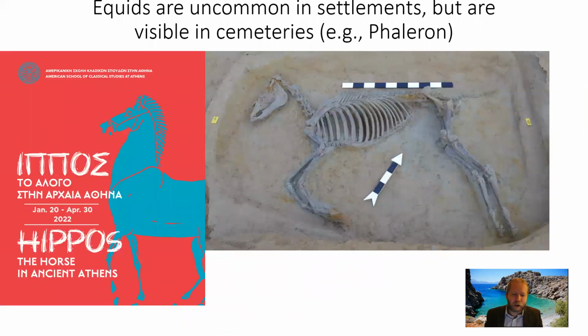And so instead, they're showing up in cemeteries. So for example, I studied a series of horse burials at the cemetery of Phaleron outside of Athens. And so here, all we have is horse bones. They're 100% of the assemblage that I've studied, but at the same time, they're very selective. It's not the entire horse population even, it's mostly just young males. And they're very clearly displayed in their graves.